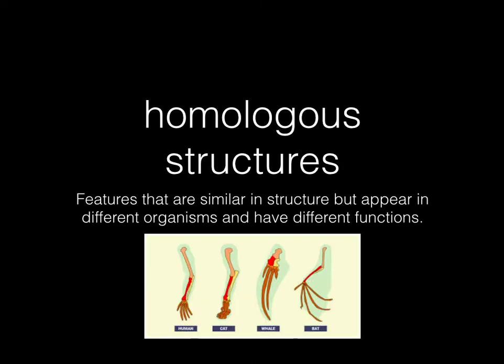So homologous structures, these are features that are similar in structure but appear in different organisms and have different functions. So different organisms have similar bone structures in certain structures. So this is a picture of a human arm and a cat arm, and a whale fin, and a bat. So we have similar bone structures within all of these organisms, and they do perform different functions. So that's a homologous structure.